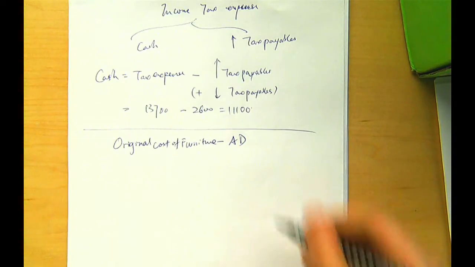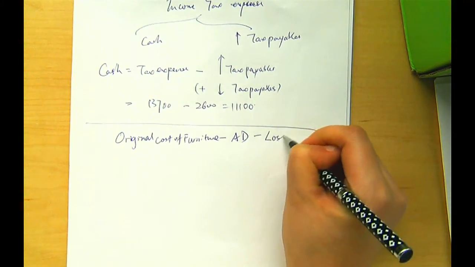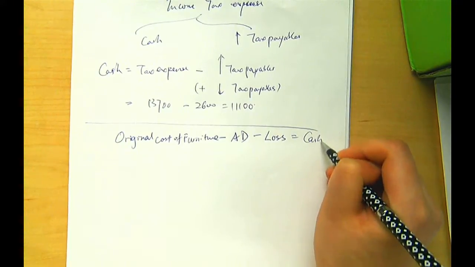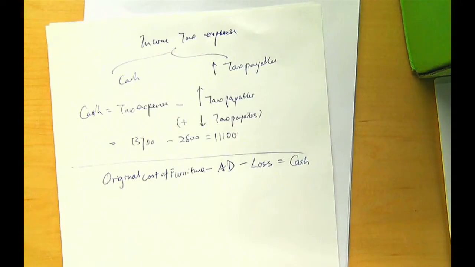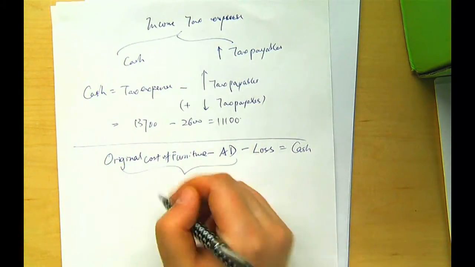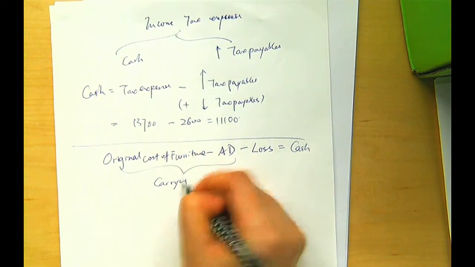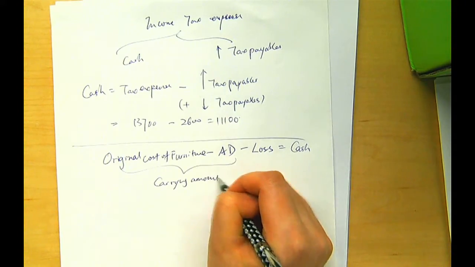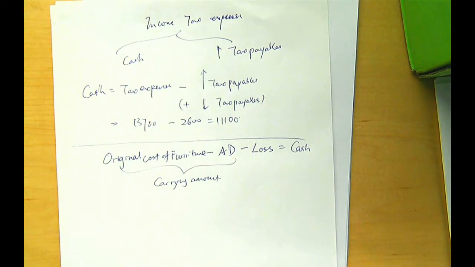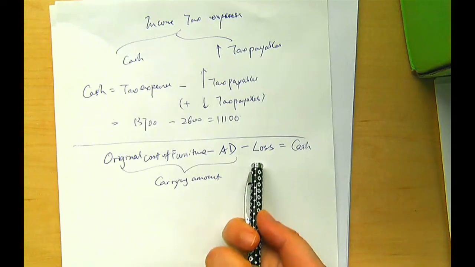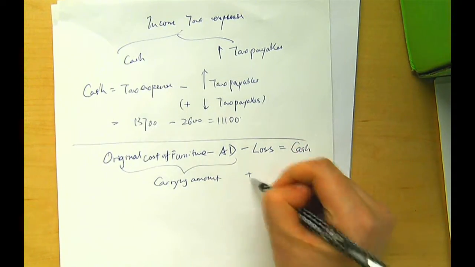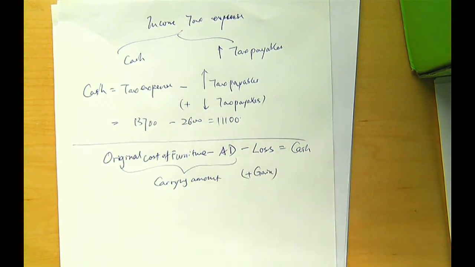However, you made a loss, right? So this is the carrying amount you should have collected from the sales of the furniture, but you make a loss. If it's not a loss, if it's a gain, you should add the gain. So what's the original cost of the furniture?